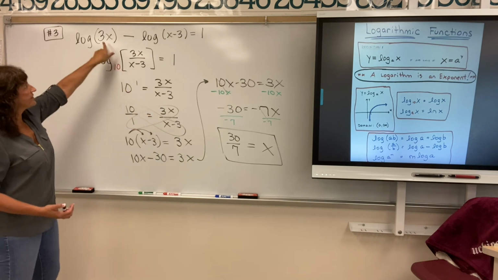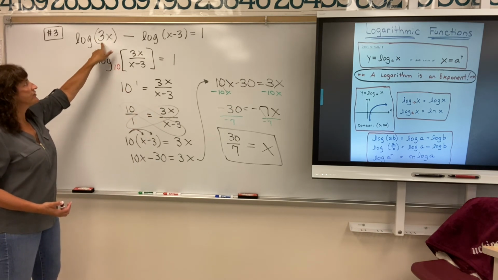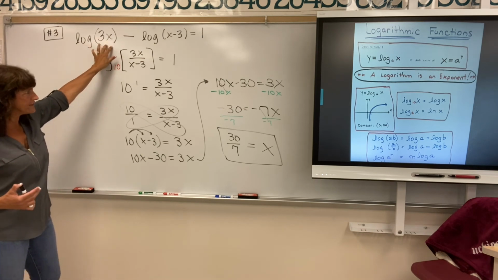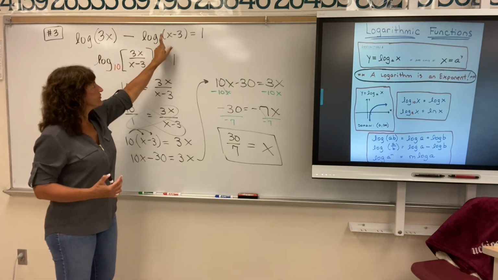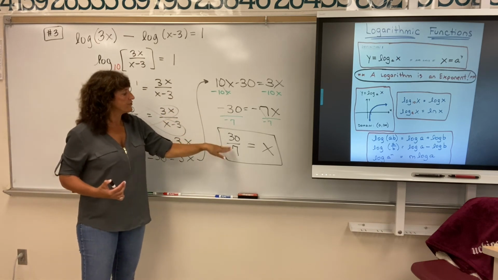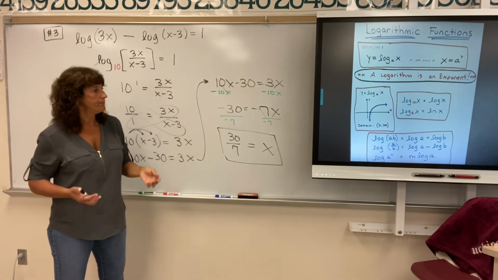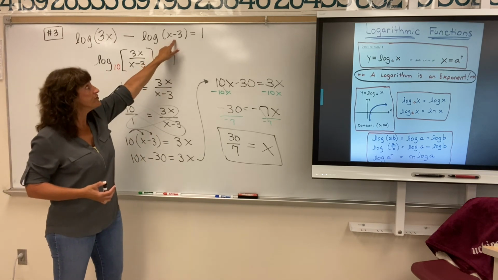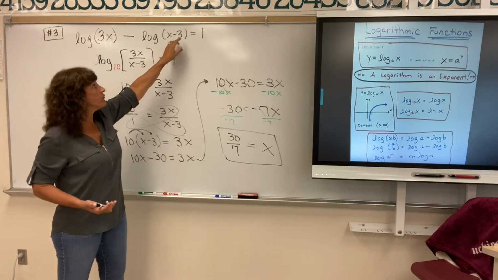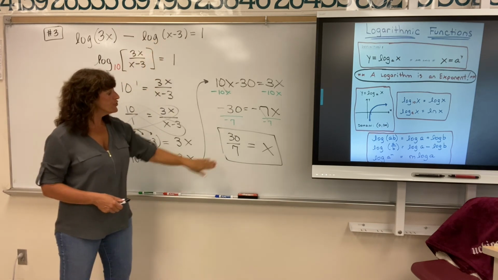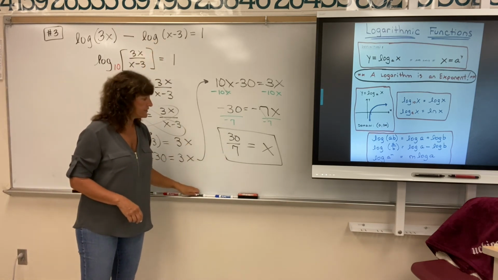Take 30 over 7 and plug it in. When you take 30 over 7 times 3, that's 90 over 7. Log of 90 over 7 is fine, it's positive. Then 30 over 7 minus 3: 7 goes into 30 4 and 2 sevenths times. So 4 and 2 sevenths take away 3, you have 1 and 2 sevenths, which is positive. So you can take the log. So 30 over 7 works, and that's your answer here.